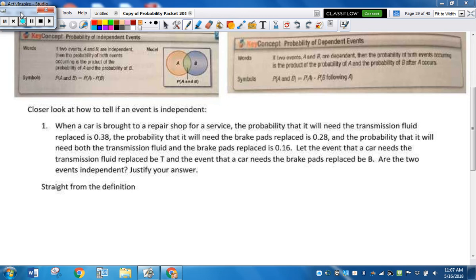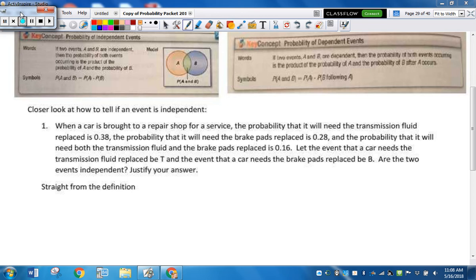So, if you read this: when a car is brought to a repair shop for service, the probability that it will need the transmission fluid replaced is 0.38 or 38%, right? The probability that it will need brake pads replaced is 28%. The probability that it will need both transmission fluid and brake pads replaced is 16%. Let the event that the car needs transmission fluid replaced be T. The event that the car needs brake pads replaced be B. Are the two events independent?